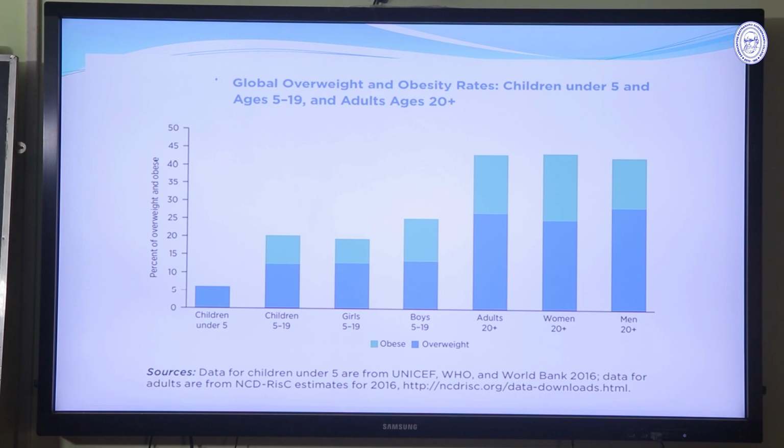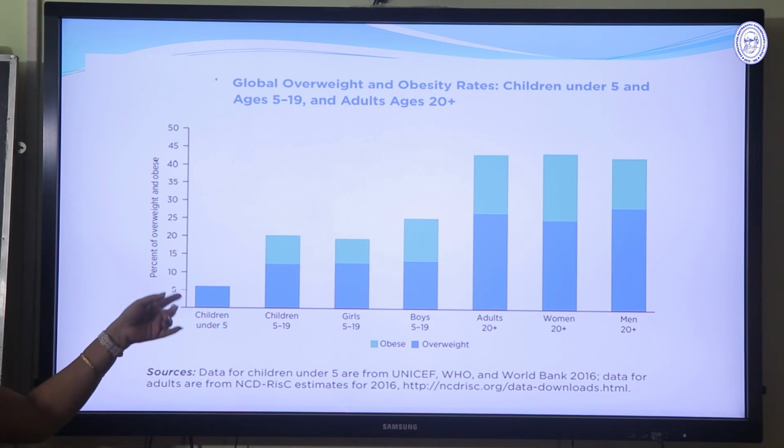Again, this is a diagram indicating the global overweight and obesity rate: under 5 children, 5 to 19 year old children and adolescents, and adults above 20 years. The data is taken from the fact sheets of UNICEF, WHO and World Bank 2016.